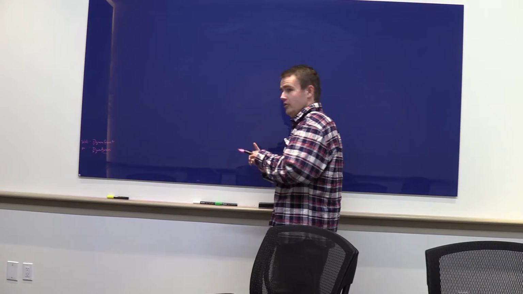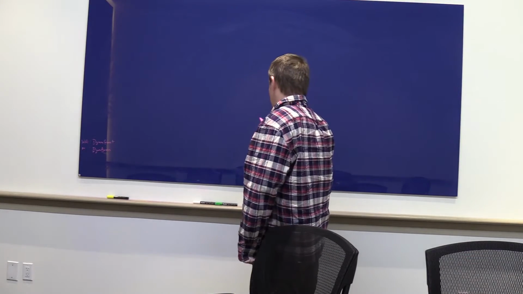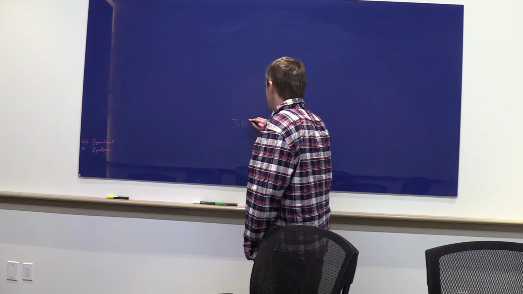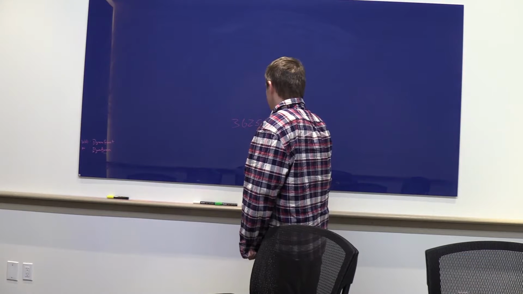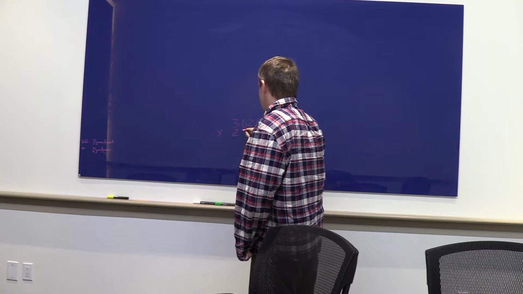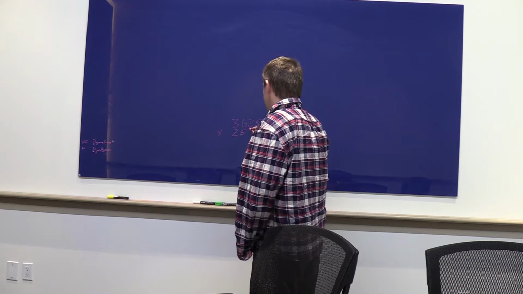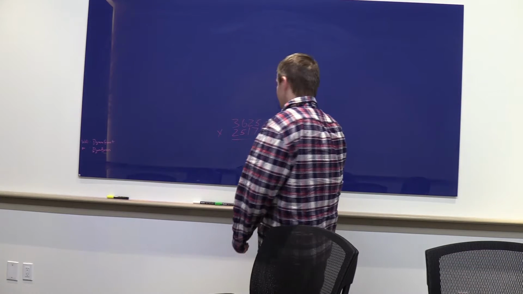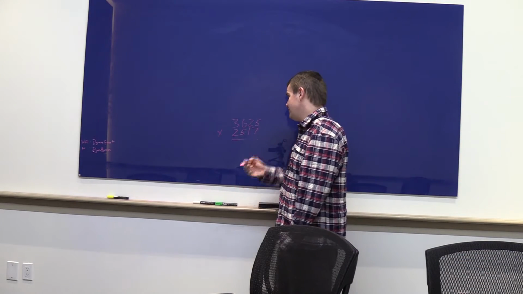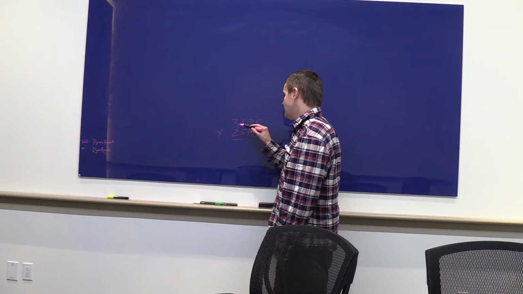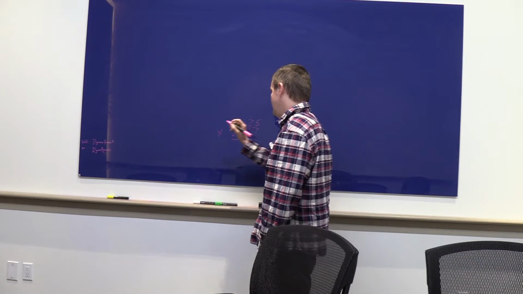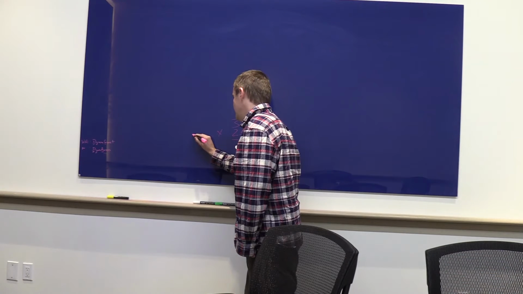What if I wanted to do, I don't know, 3,625 times 2,517. The basics would be the same thing actually. You would first start with 36 and 25. So that equals 900.